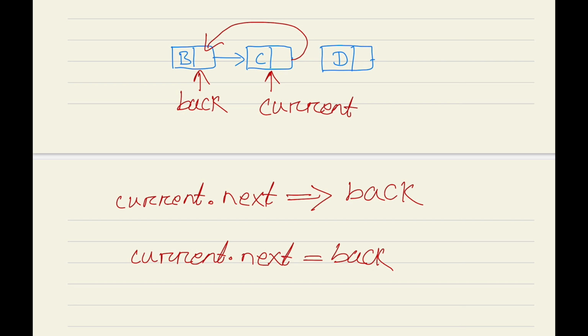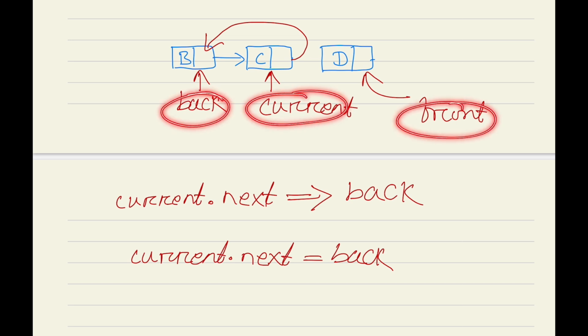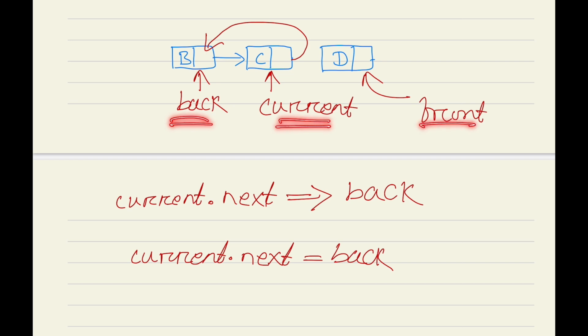So the solution is like this, similar to the back variable. Back is a reference variable that is going to refer to the previous of current. We can take another reference variable, that is front. Front is going to refer to the next node of current. So here basically we are taking three reference variables: back, current, and front. Current refers to the present node, back refers to the previous node, and front refers to the next node.